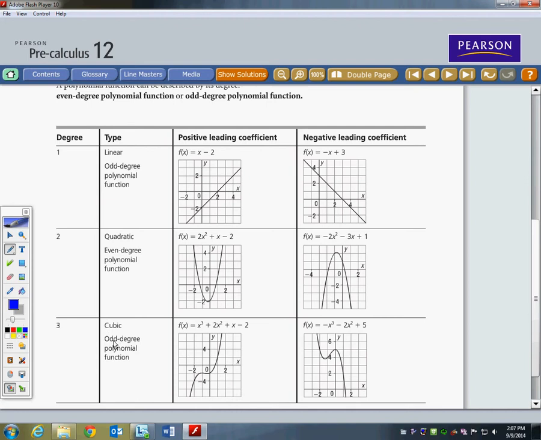Cubic is a degree 3. It's odd, so they're going opposite directions at the ends. One goes up and one goes down. You notice what I said about turns before. So here the number of legs is 1, 2, 3, or the number of turns is 2.